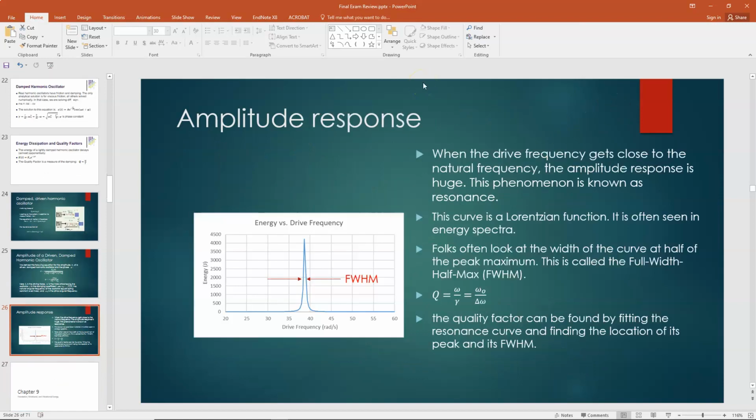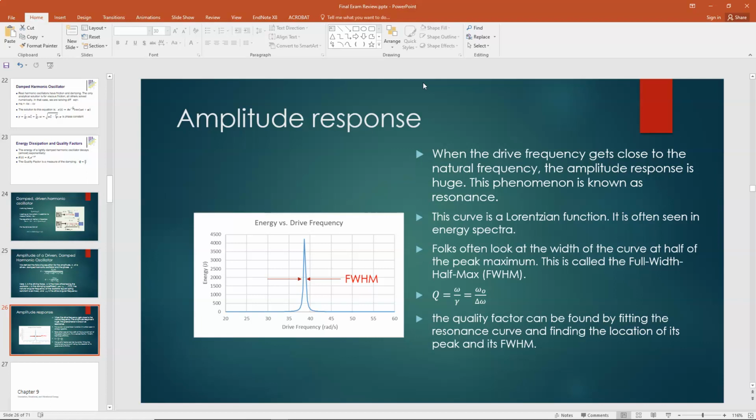Remember that as the drive frequency gets close to the natural frequency, it's going to have a huge amplitude response. And this is called resonance. The curve, if you plot it out, is going to be a Lorentzian function. It's also the same kind of function, by the way, that you see in energy spectra. Now, people look at the width of that curve at half of the peak maximum, and that's called the full width half max.